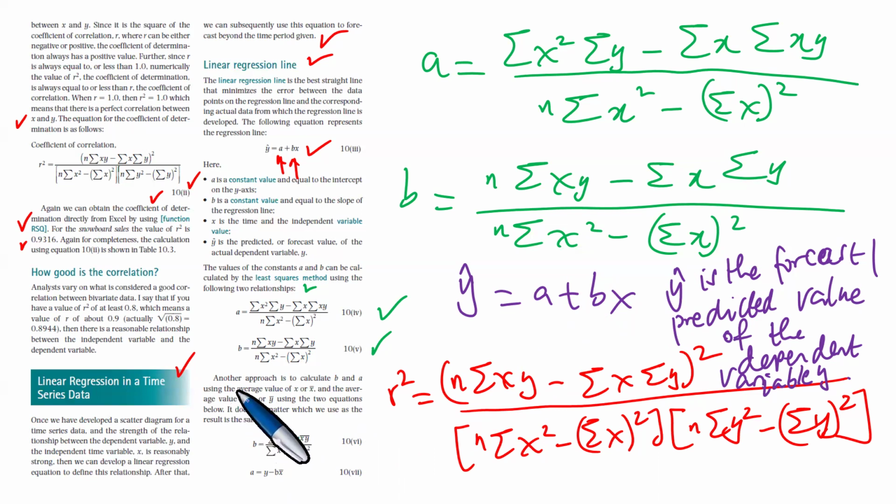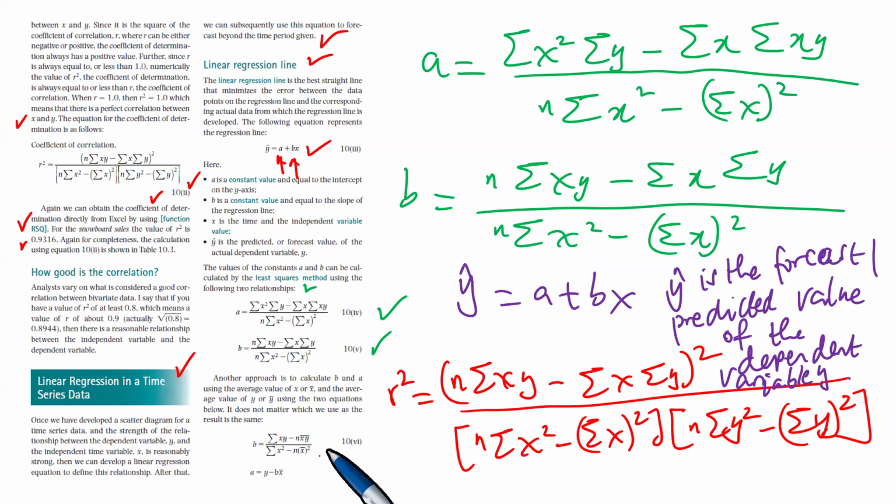There's another approach to calculate b and a using the average of x, or x bar, and the average of y, or y bar, using the two equations below. It does not matter which we use, as the result is the same.